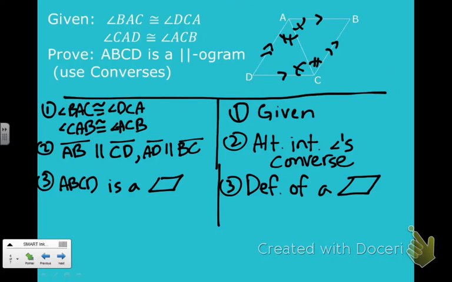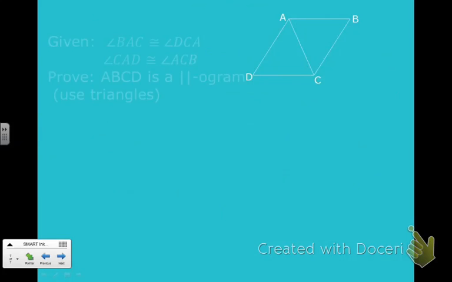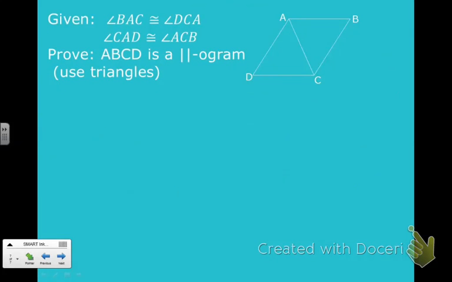Actually, I don't know if it's the same given. You'll see in a second. So same diagram. Yeah, same given. All right. So maybe you don't know your converses. Well, then you can use triangles. Okay. If you don't know your converses, you can use triangles.